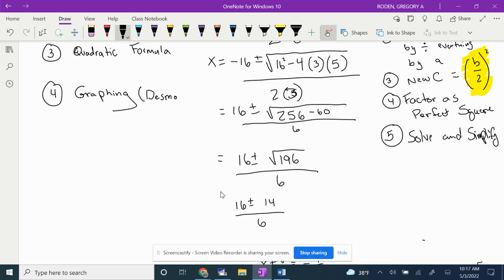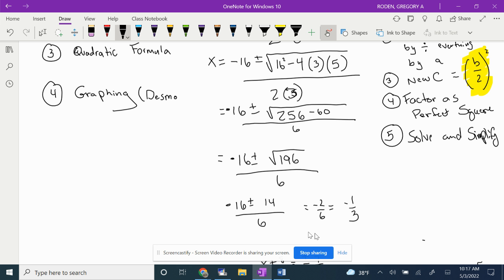Okay, hold on. By the way, this is negative 16, right? Okay, so that's negative 16. So remember, it's negative b, so negative 16. All right, here we go. So now, what's negative 16 plus positive 14? So that's going to be negative 2 over 6, which gives us what? Negative 1/3. Does that number look familiar?